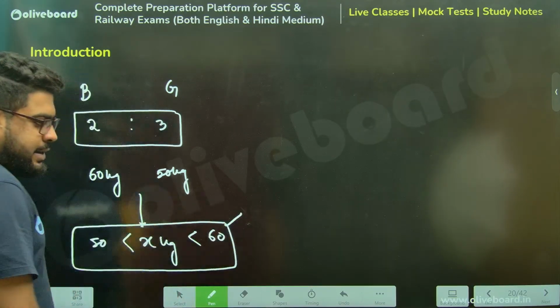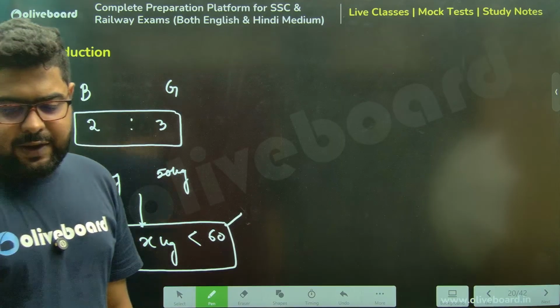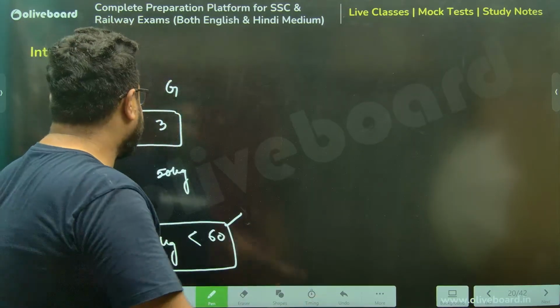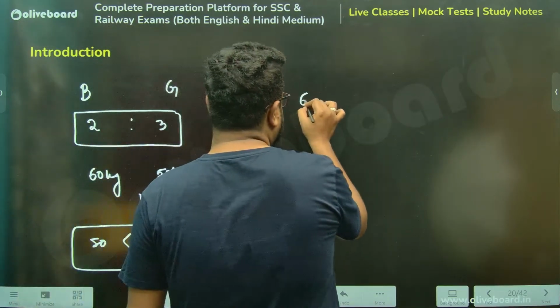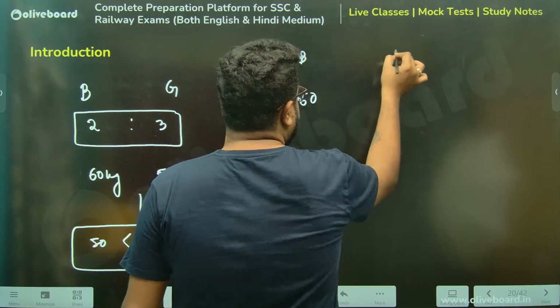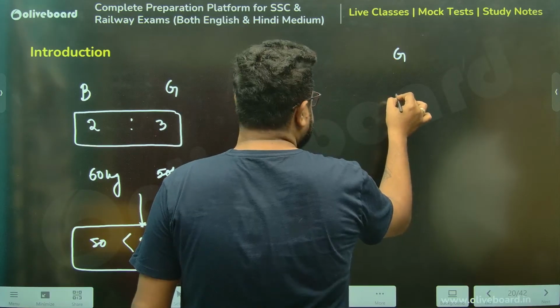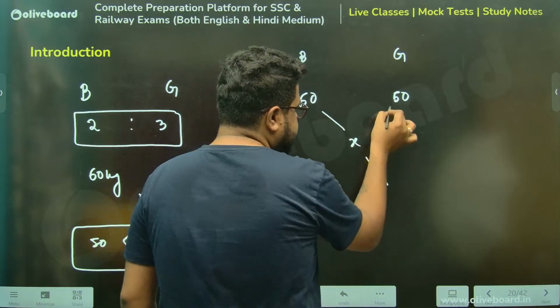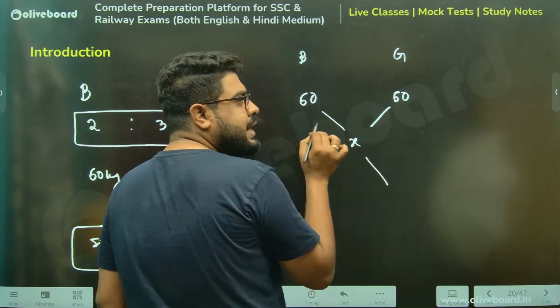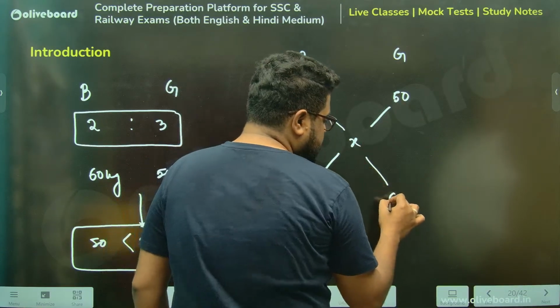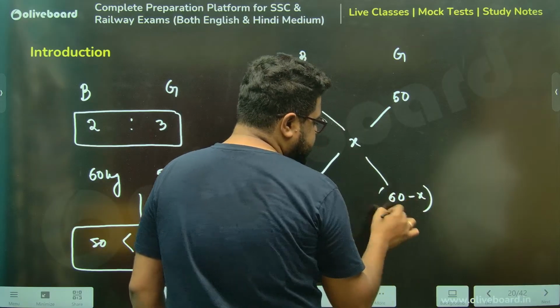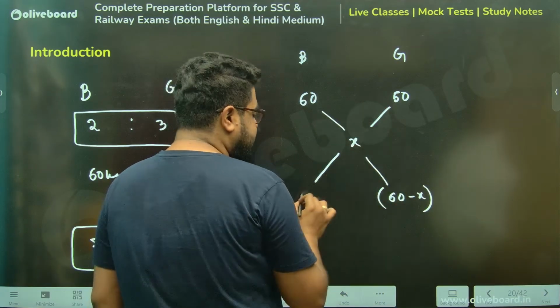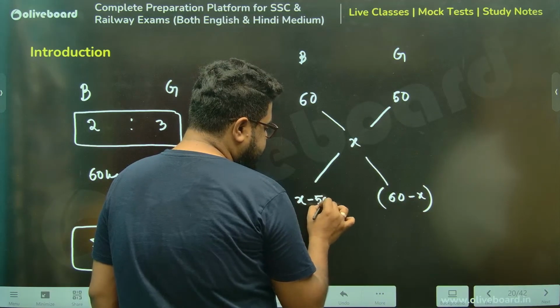Please keep this in mind. Very simple stuff. Now you see what I can do. I can write 60 kg, 50 kg, and the average is x kg. Use alligation. So x is less than 60, so 60 is greater, and I'll write 60 minus x. Over here, x is greater, so I'll write x minus 50.